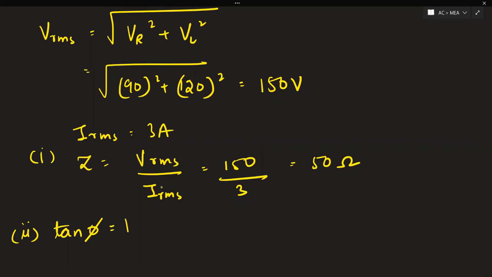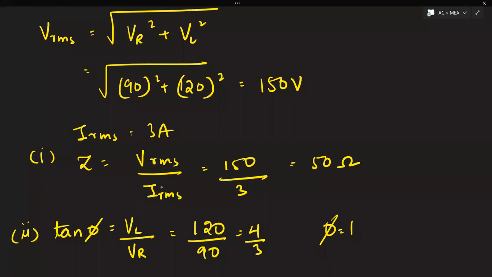So we'll write it in terms of voltage only. VL divided by VR. VL is what? 120. And VR is what? 90. So this is also 4 by 3. So phi will become tan inverse 4 by 3, and exactly the answer that you were getting, no, Khalid, 53.3 degree, 1.33. Same answer will come.